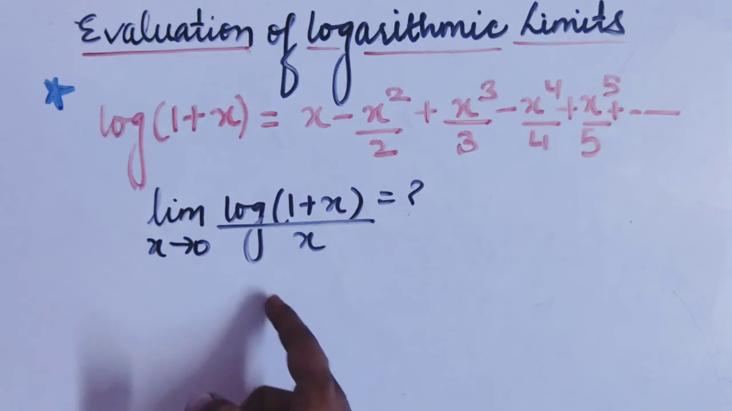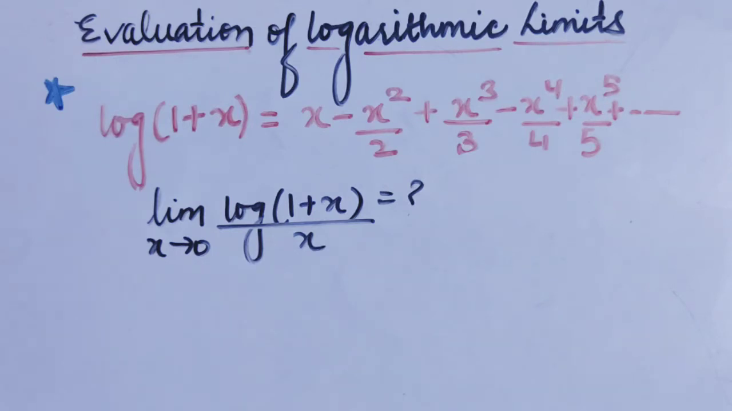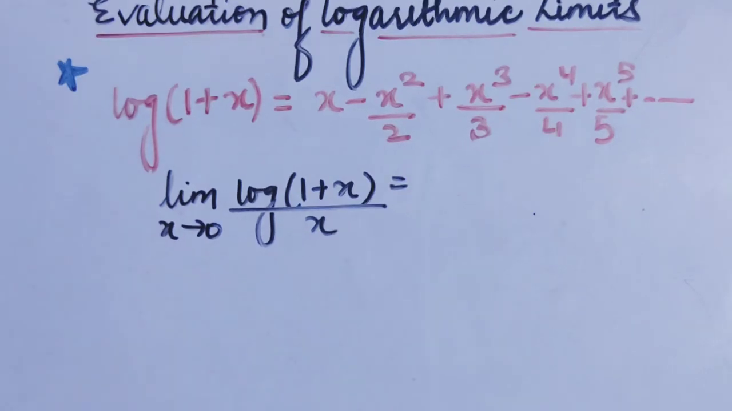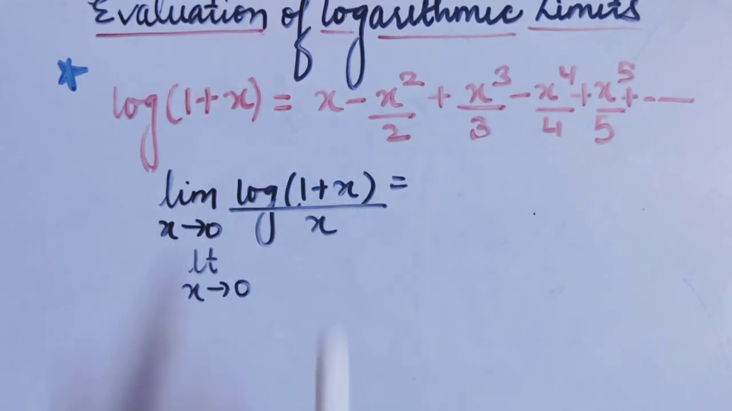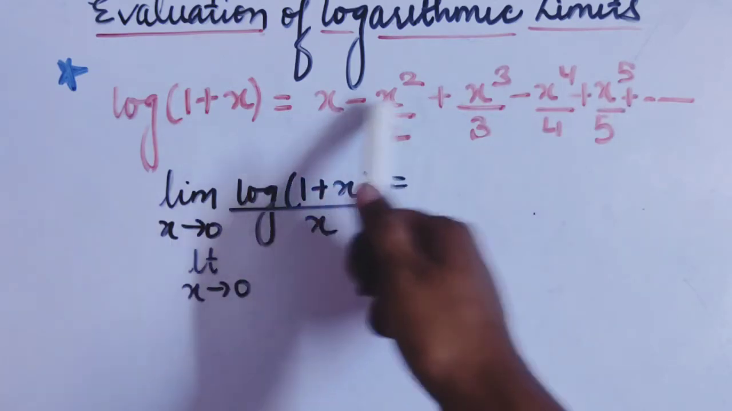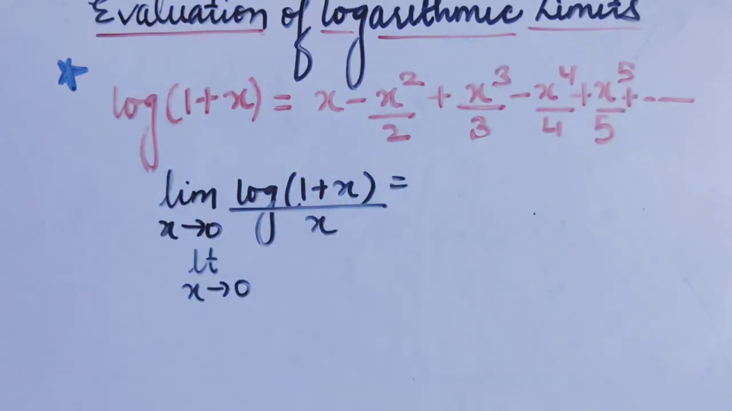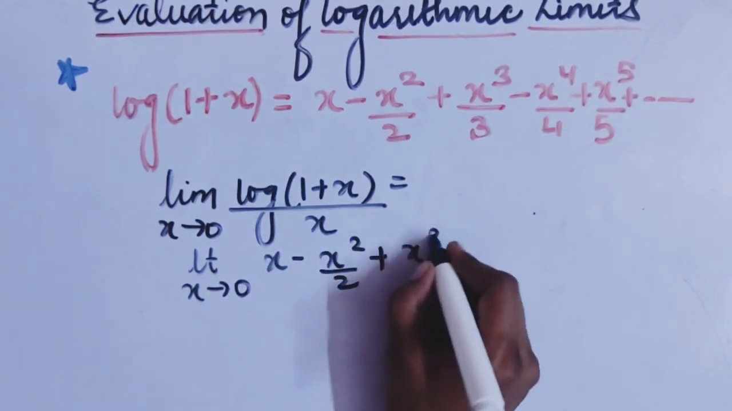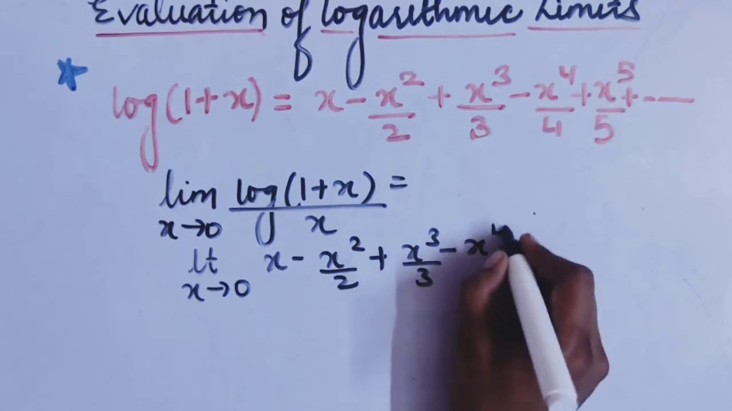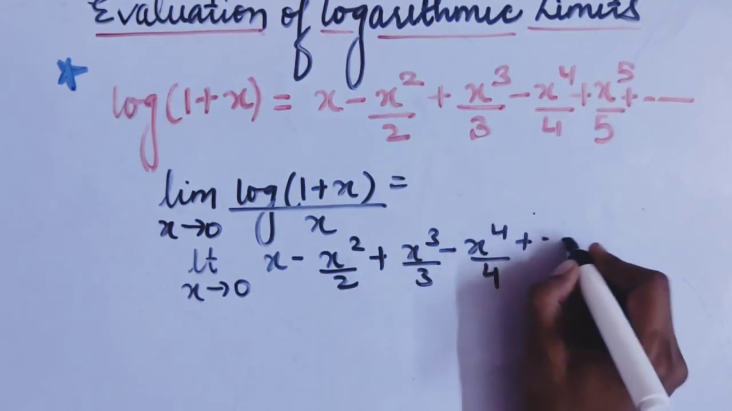Now see here students, what we are required to evaluate. We are required to evaluate limit x tends to 0, log(1 + x) upon x. Now see how we will evaluate it. Can I write, in place of log(1 + x), this whole expansion, because this expansion has come from here only? So I can write x − x²/2 + x³/3 − x⁴/4 + and so on.